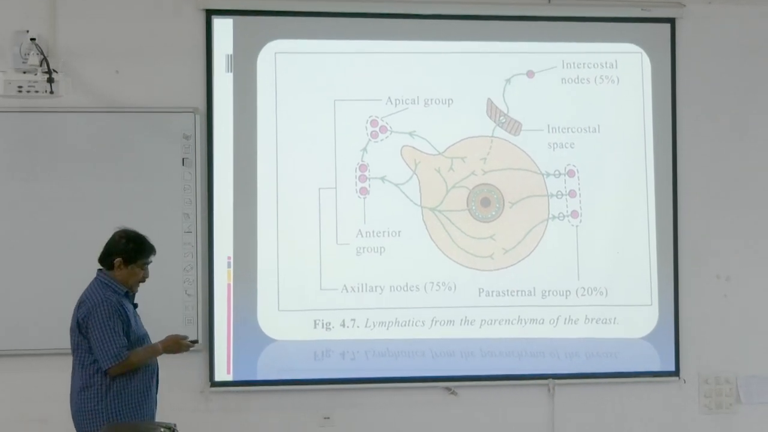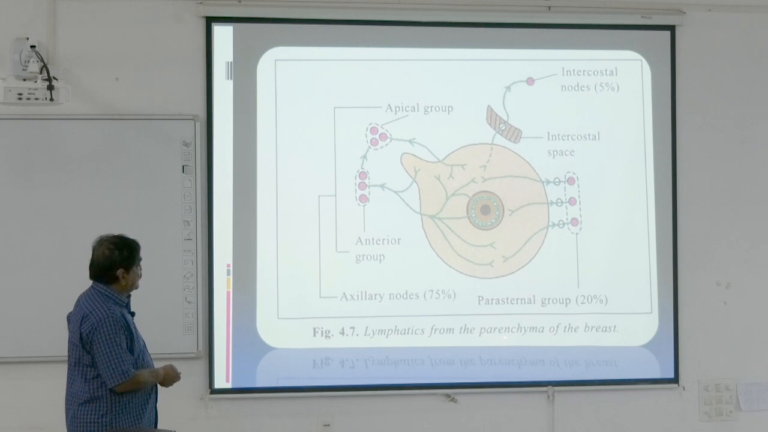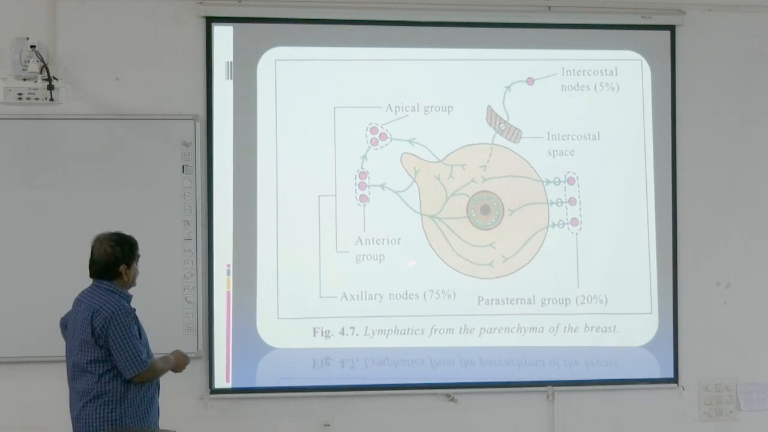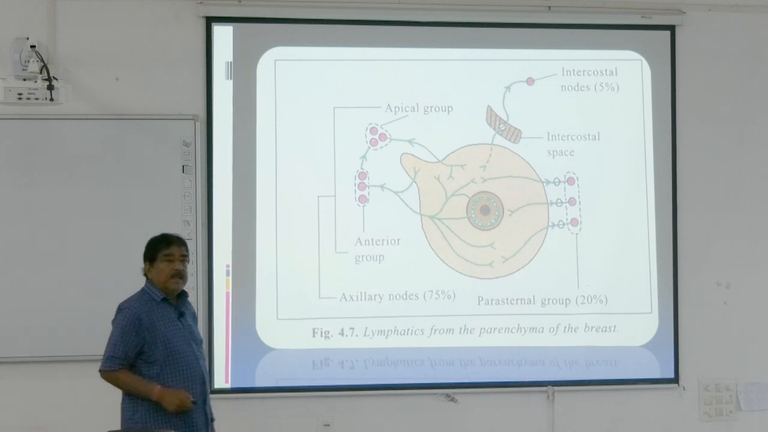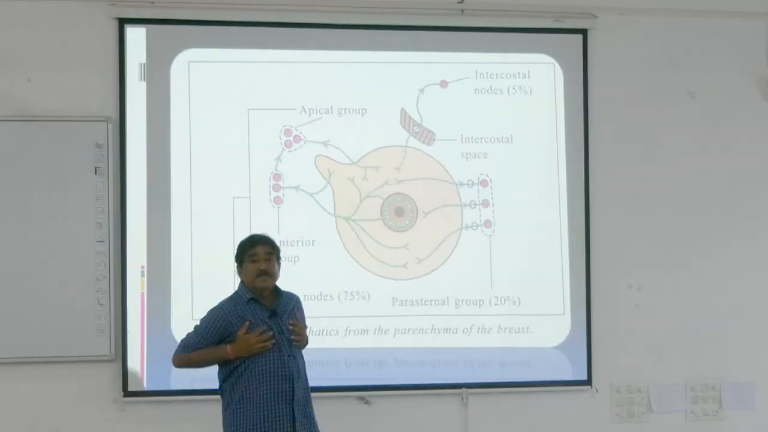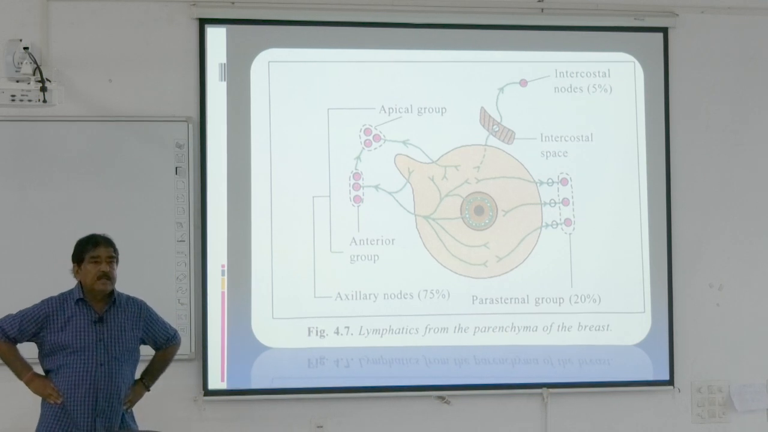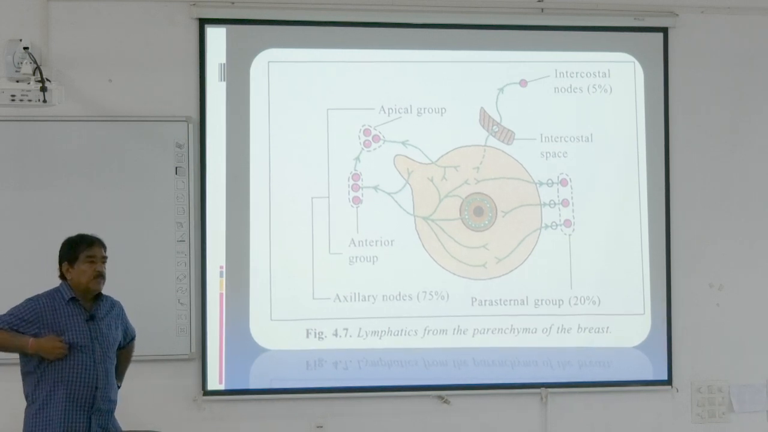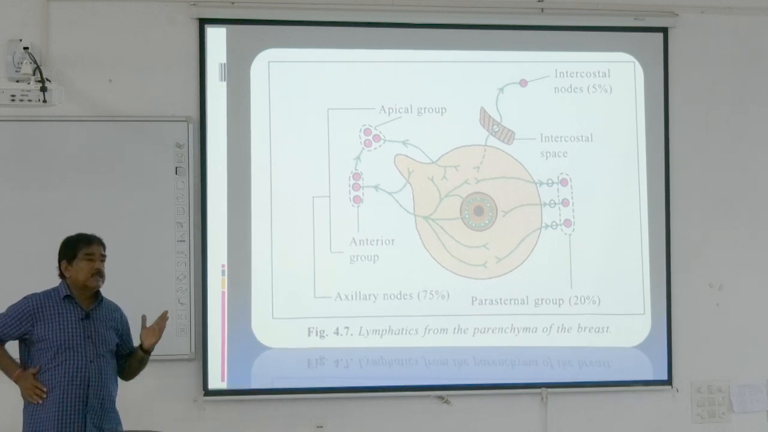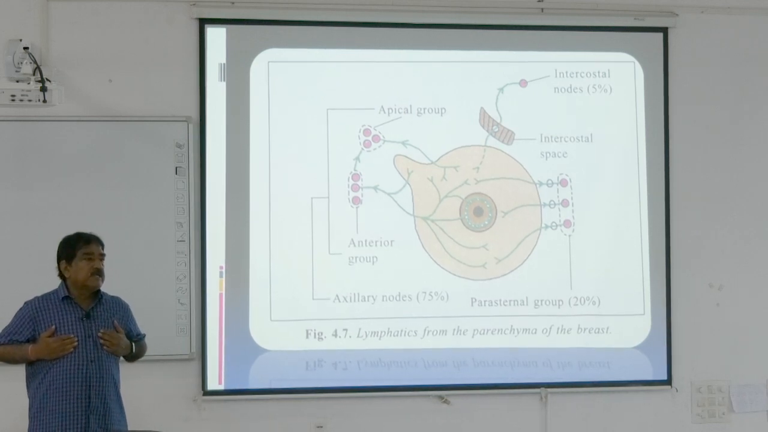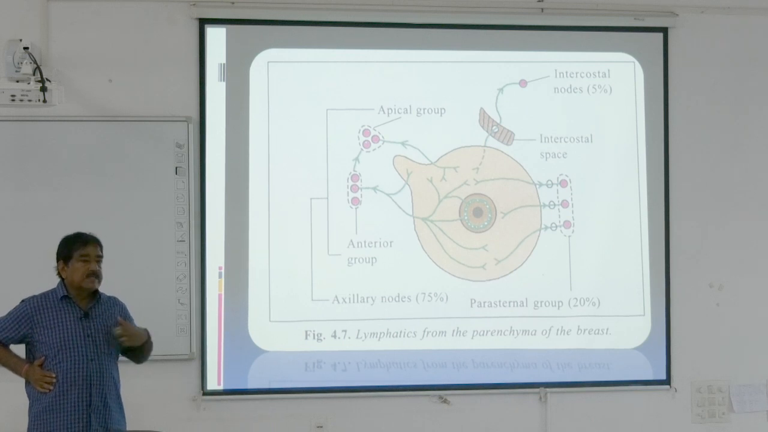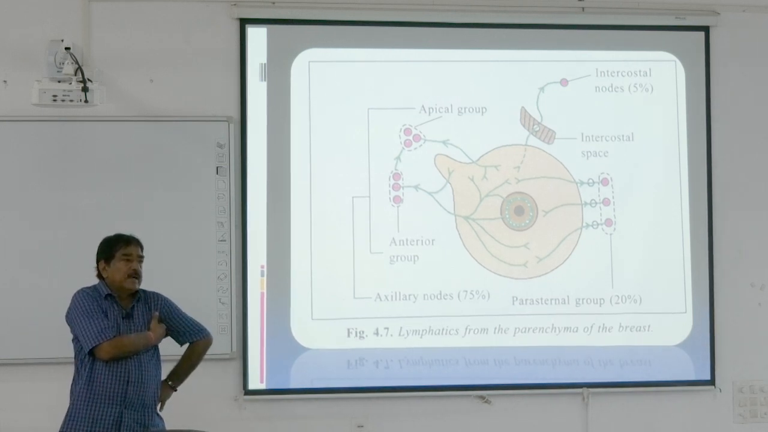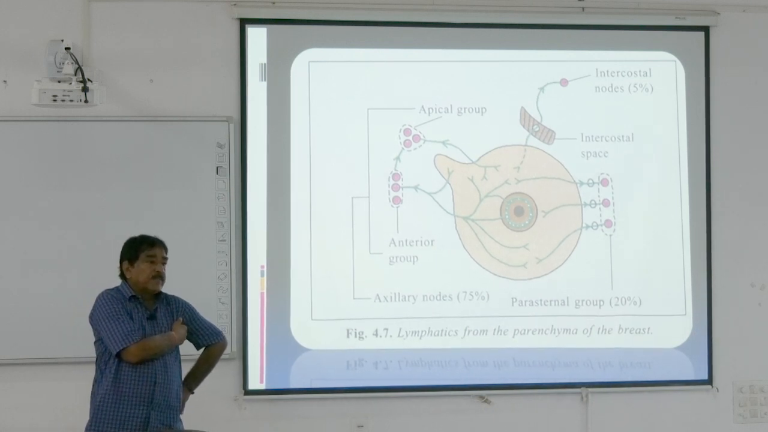Now, automatically, you see that this is the lymphatics from the parenchyma of the breast. This is the apical group of lymph nodes, the anterior group, the axillary nodes, 75%. Whenever a breast examination comes, you tell her to hold it like this, so the pectoralis major is taut. You slowly tell her first, she will point out where it is. If she complains of the right breast, go to the left breast first. She may say there is nothing here, but you try to say you will see. You see and palpate and see if there is any problem. Then you see the apical group, if there is any lymph node palpable.